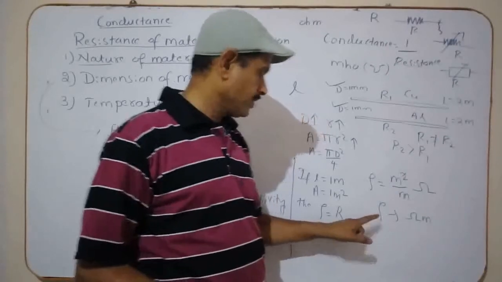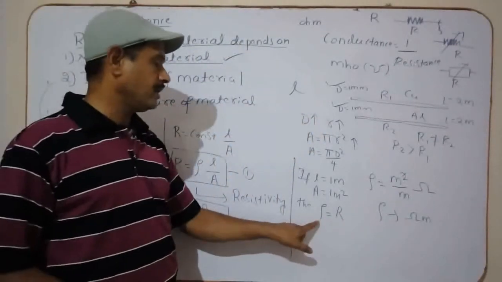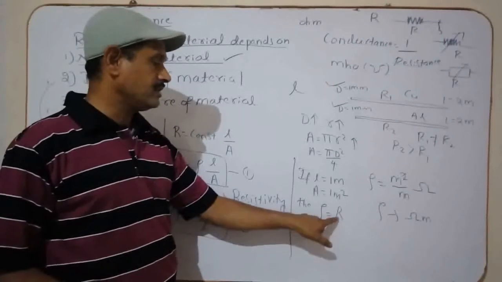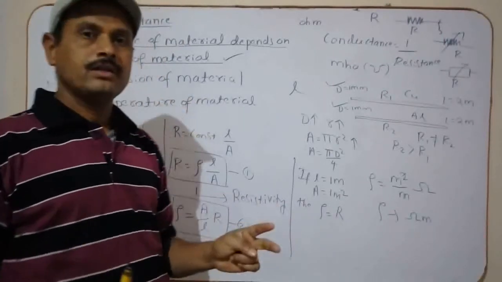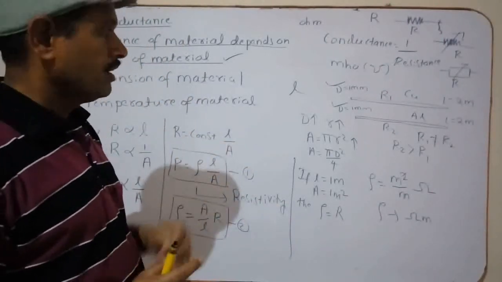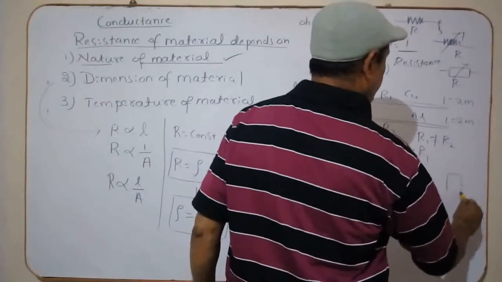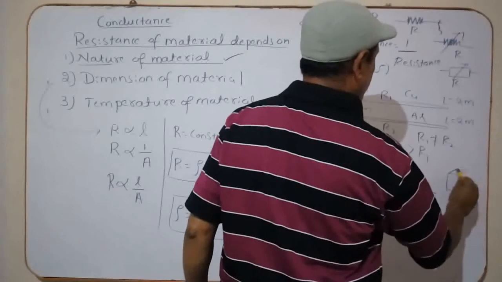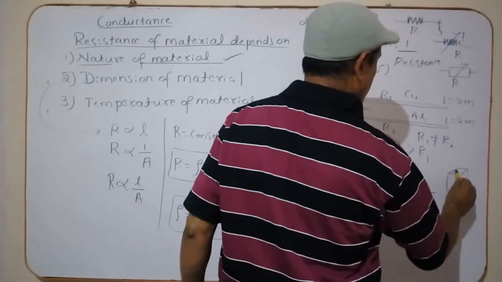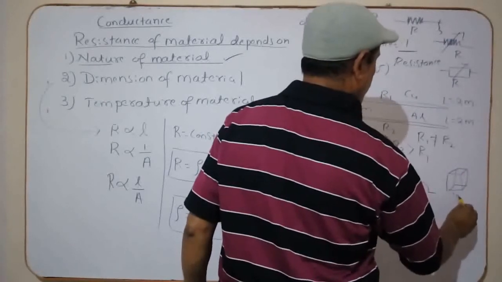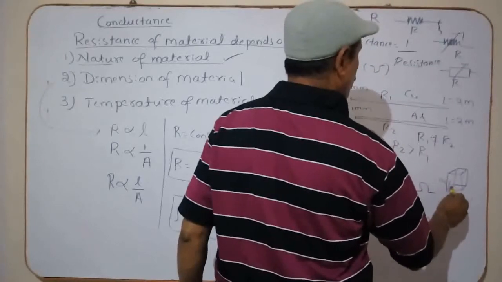Once again, resistivity is defined as the resistance of that material of unit length of unit cross section area. It is also defined like this. Suppose you take 1 meter, 1 meter, 1 meter cube. See, take this as 1 meter, this as 1 meter, this as 1 meter.